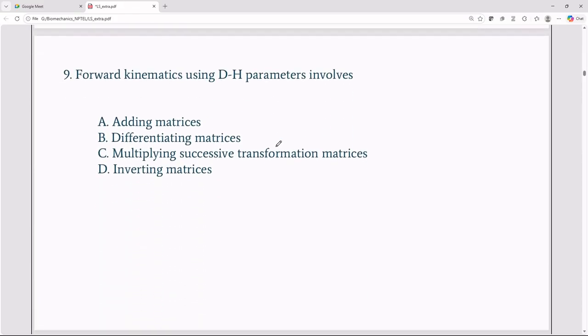Next question. Forward kinematics using DH parameters involves which among the following? Options are option A, adding matrices. Option B, differentiating matrices. Option C, multiplying successive transformation matrices. Option D, inverting matrices. The forward kinematics using DH parameters involves which among the following? Option A, adding matrices. Option B, differentiating the matrices. Option C, multiplying the successive transformation matrices. Option D, inverting matrices.